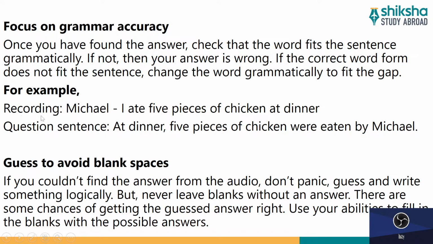For example, recording: Michael, I ate 5 pieces of chicken at dinner. Question sentence says, at dinner, 5 pieces of chicken were eaten by Michael. So you can see that there is a change in the grammar. The first sentence is itself active voice, and the second sentence is in passive voice. So this is how you will have to check for your grammar.